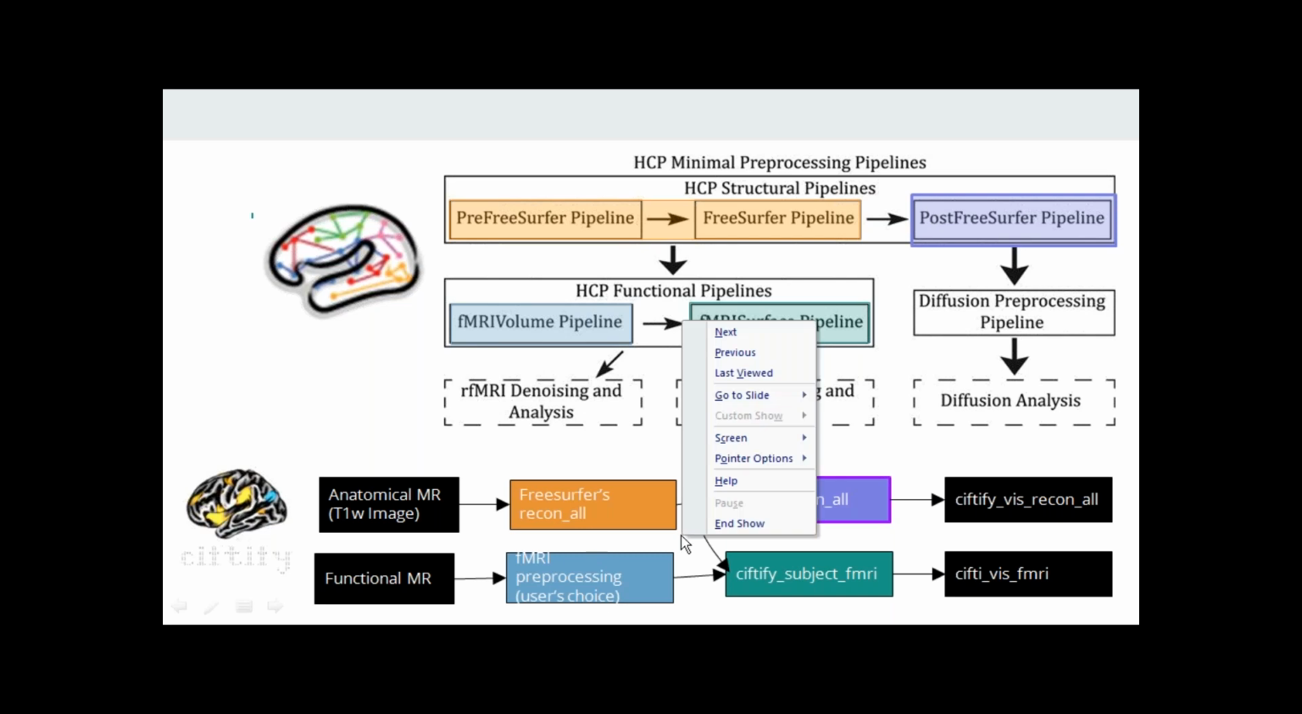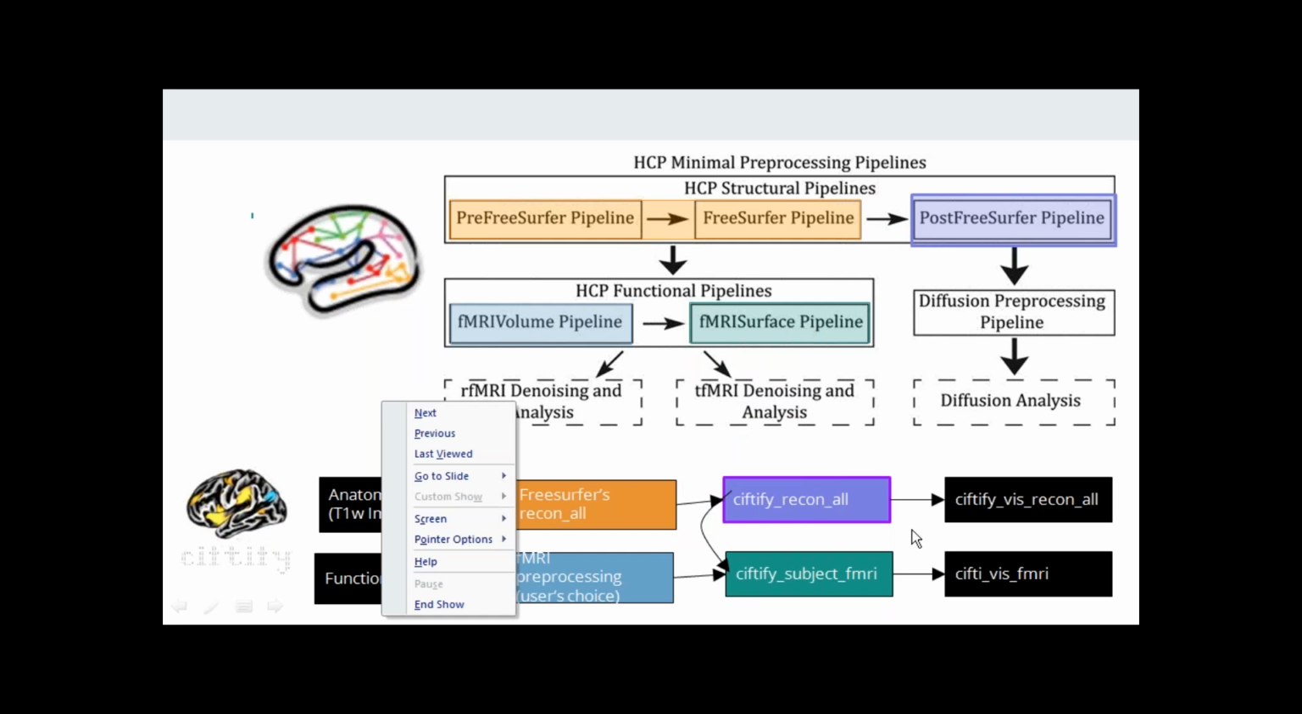I told you to preprocess your fMRI any way you want in volume space, and they actually preprocess it using this fMRI volume pipeline with lots of distortion correction steps. My Siftify subject fMRI is literally a rewrite of the fMRI surface pipeline. So those things are pretty much equivalent.